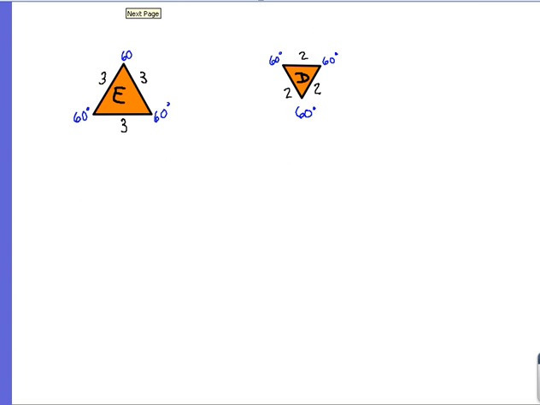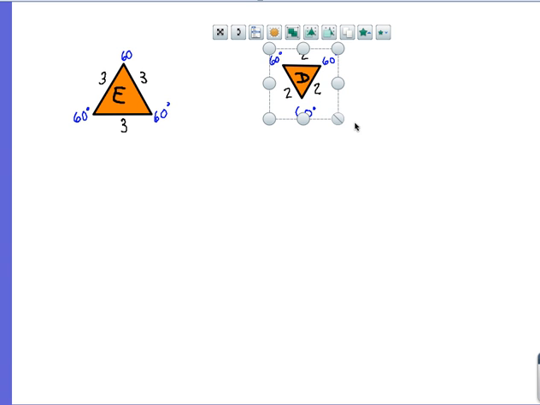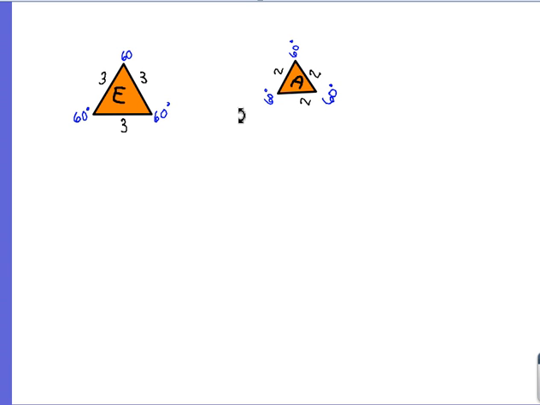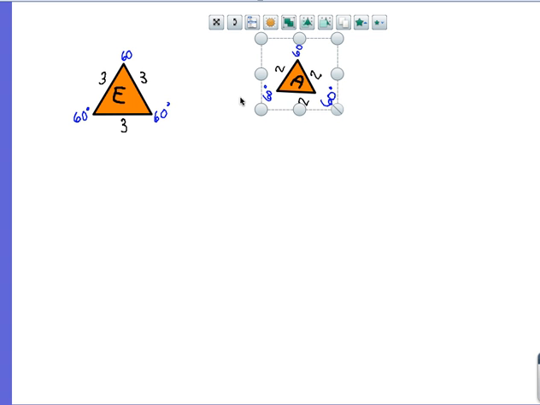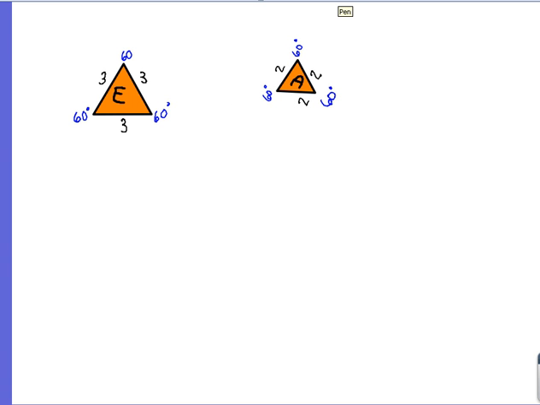Lastly, if I look at my two equilateral triangles, and I guess I could have rotated the last one, but we'll rotate this one so that they're easier to see in the same position. And I go to find my scale factors. Again, I want to look at corresponding sides.